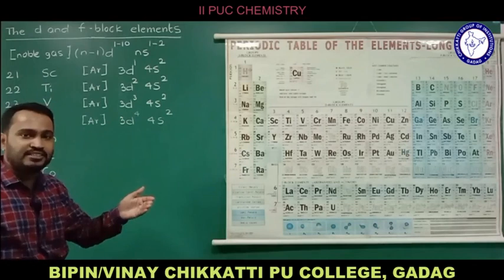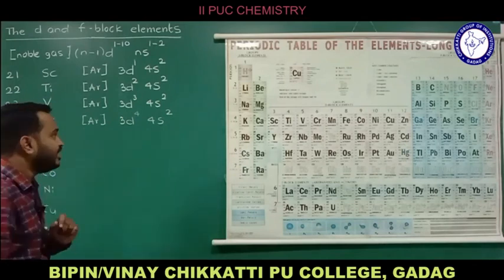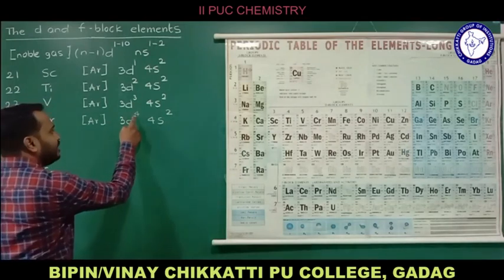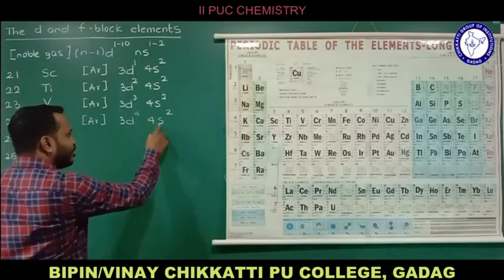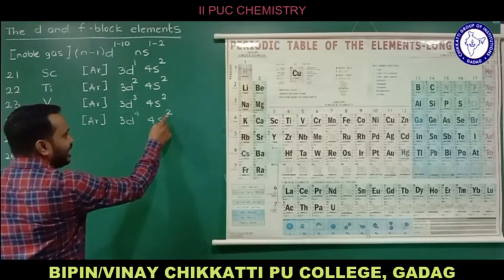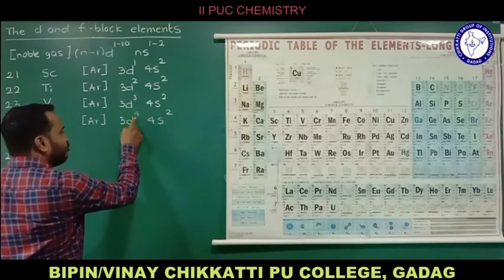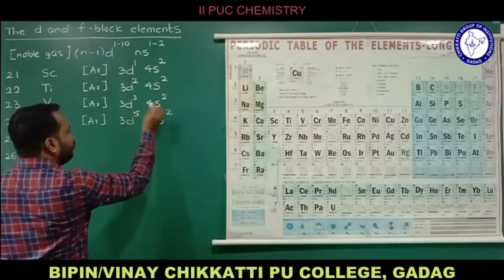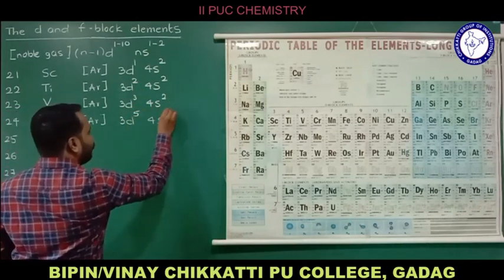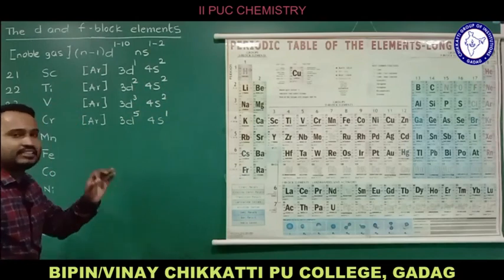Then half filled means half of 10, that will be 5. Therefore here 5, if we write a 3d5, that will be quite stable. So what happens here? We have a 4s2. So one electron has to be shifted from 4s to 3d here, and therefore I need to write 3d5 and I need to write a 4s1 because of the extra stability rule.